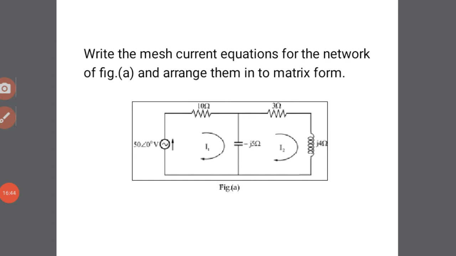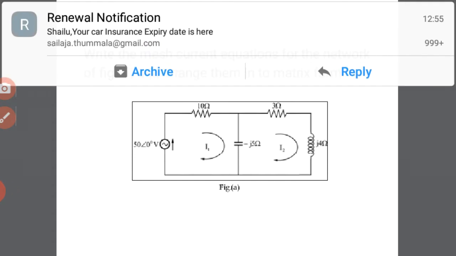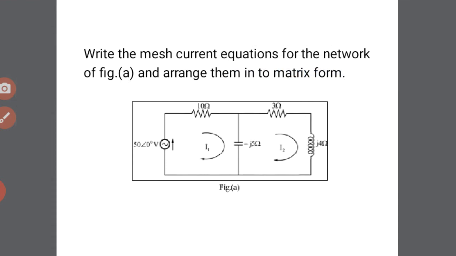Here, write the mesh current equations for the network of figure A and arrange them into matrix form. First, you have to determine how many mesh equations are required. Before that, the number of nodes within the network.